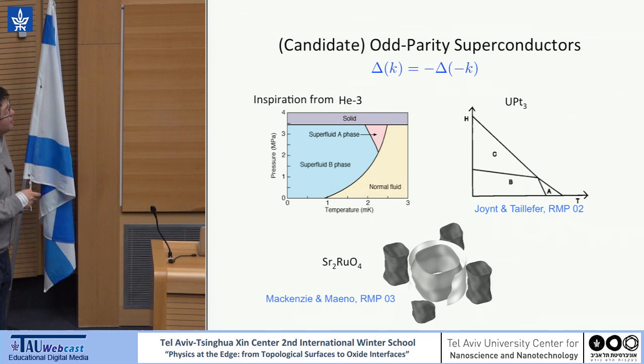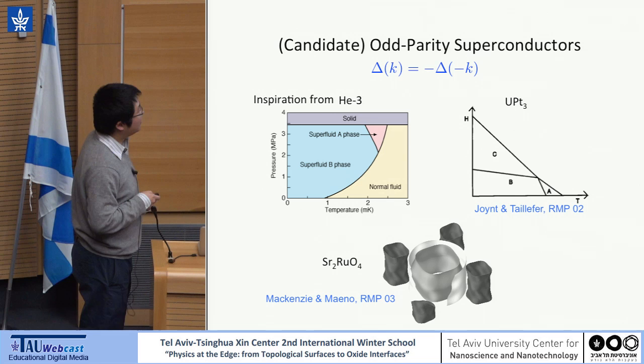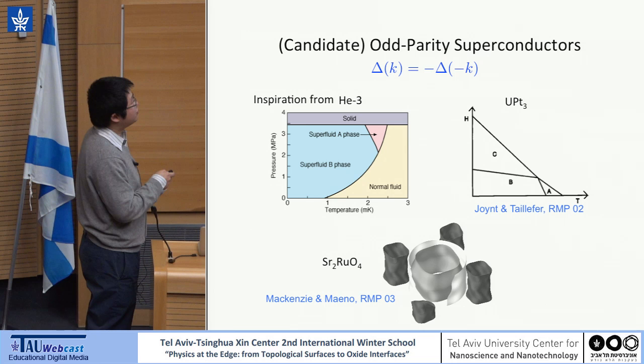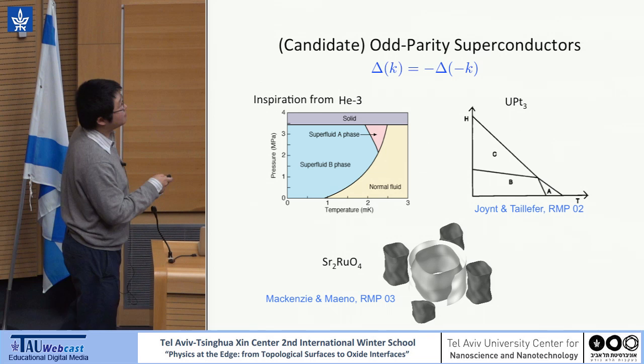The study of odd parity matter actually has a long history. And again, the inspiration came from superfluid helium-3. This is a phase diagram as a function of temperature and pressure. And you see that in a large region of the temperature-pressure range, there is this time reversal invariant B phase, which is a topological superfluid, a time reversal invariant topological superfluid. And in this small parameter range, there's also a time reversal breaking A phase.